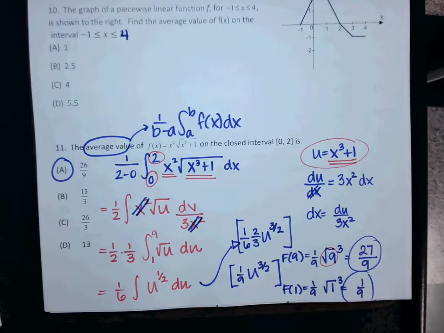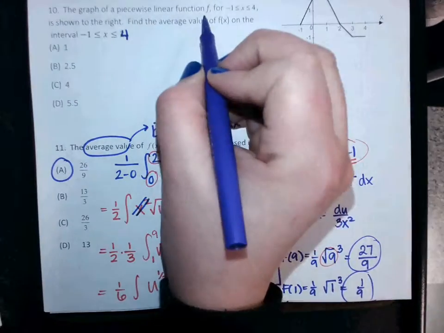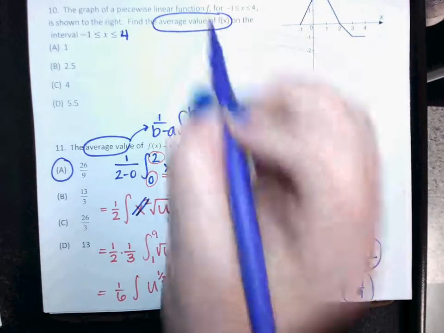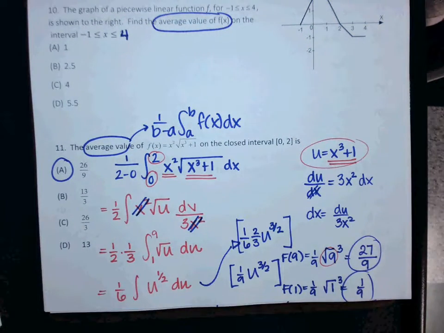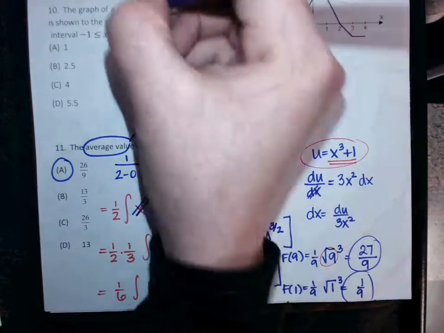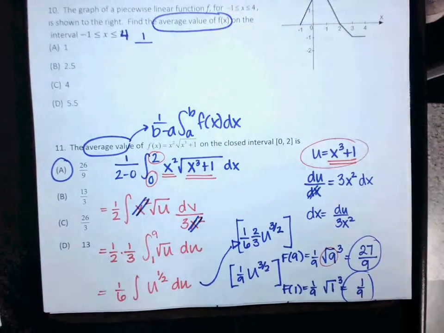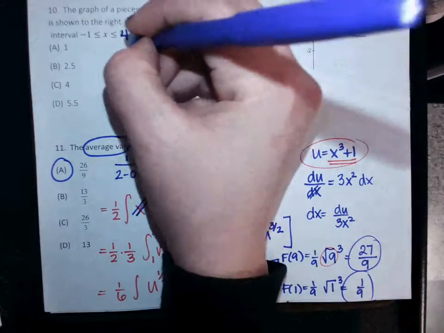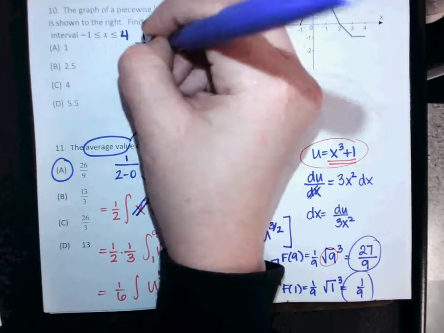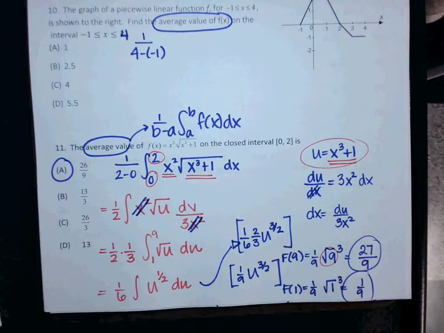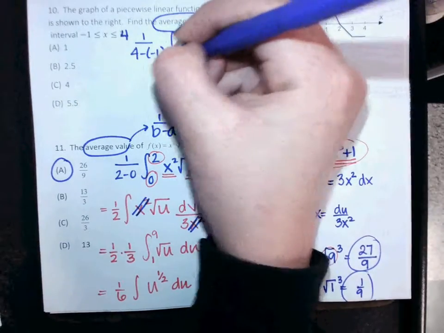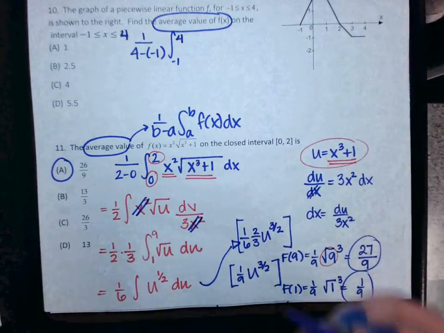Now, notice it says to find the average value. What would you set up on your paper? The formula. Okay, the formula, which is what? 1 over b minus a. Okay, so what are my numbers here? 1 over 4 minus -1, right? And then integral -1 to 4, and then f of x.